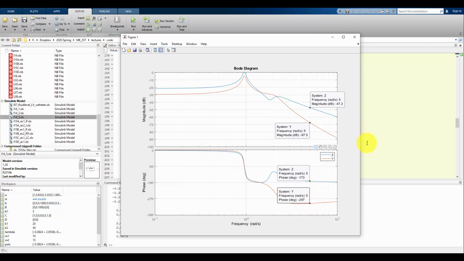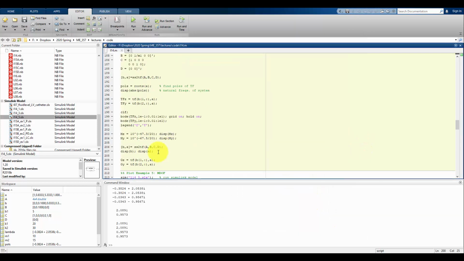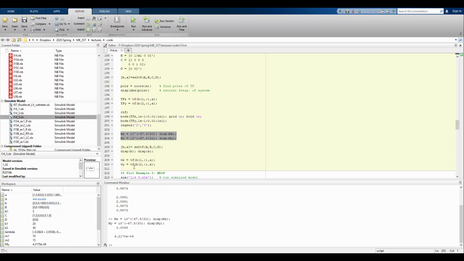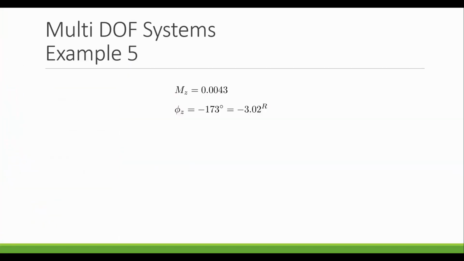Now I'll do a quick conversion here. I want to convert it from the decibels to that linear magnitude. So for the z, we have 0.0043, and for the magnitude of y, we get this 4.2 times 10 to the negative fourth in linear terms. Now, summarizing it on our slide, that's the Mz we just calculated in linear terms, and we have the phase from the diagram, negative 173. I want to put that into radians. And for the y, again from the plot, the magnitude and the phase expressed in radians.